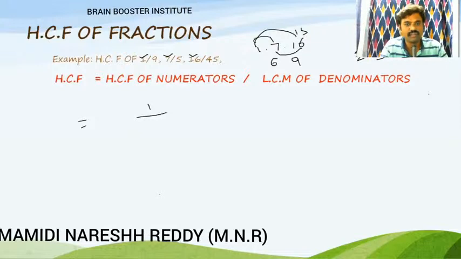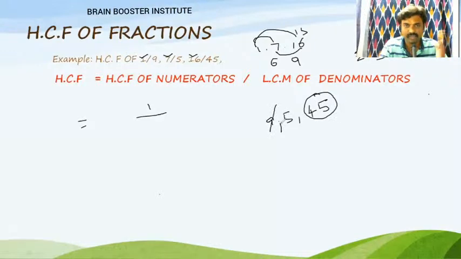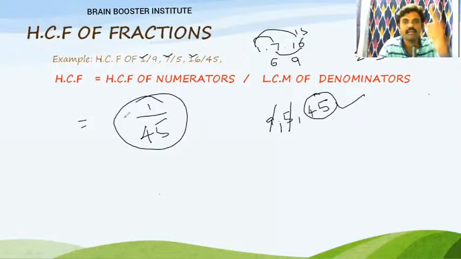Now let's find the LCM of the denominators: 9, 5 and 45. The largest number is 45, and 9 is a factor of 45, and 5 is also a factor of 45, because 5 nines are 45. So the final answer is 45. So the HCF of the given fractions is 1 by 45.